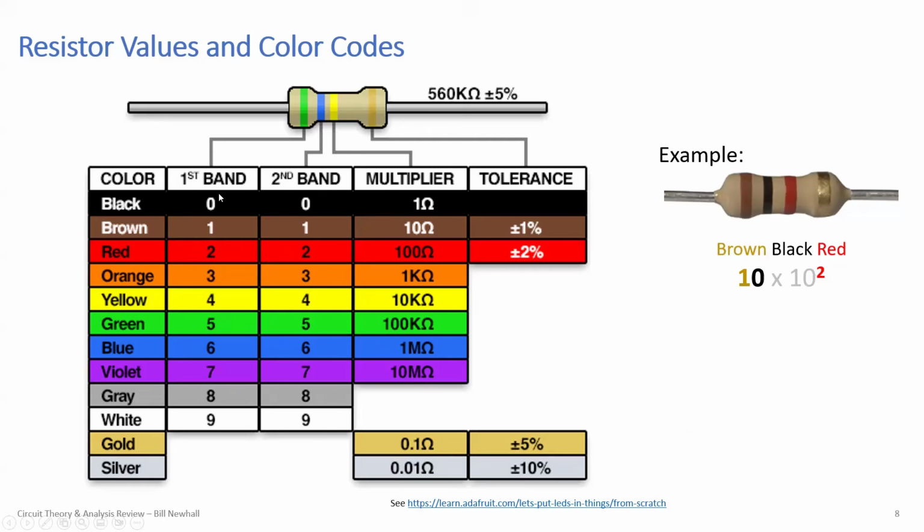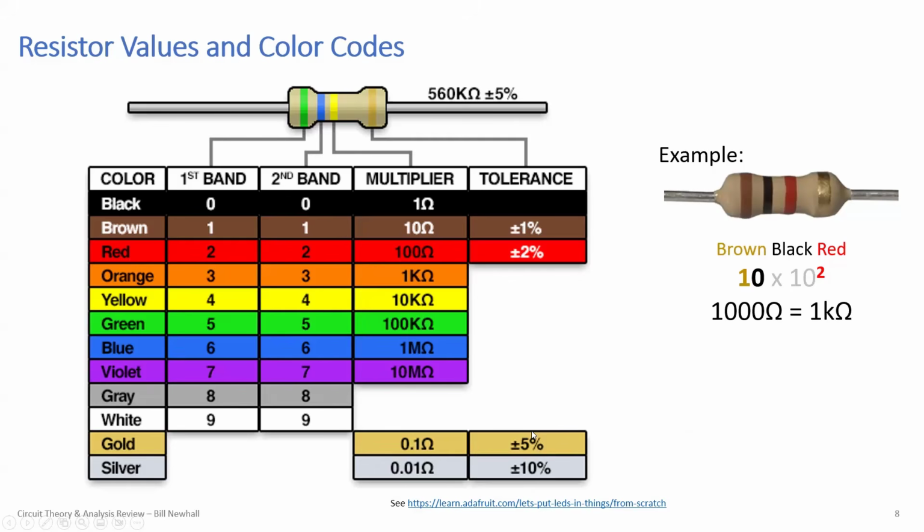So first band, that's the first number. Second band, that's the second number. The multiplier is times 10 to the power of. So this is a 1,000 ohm or 1 k ohm resistor. And the gold band means it has a tolerance of 5%. So that's what you'll have in your kit.